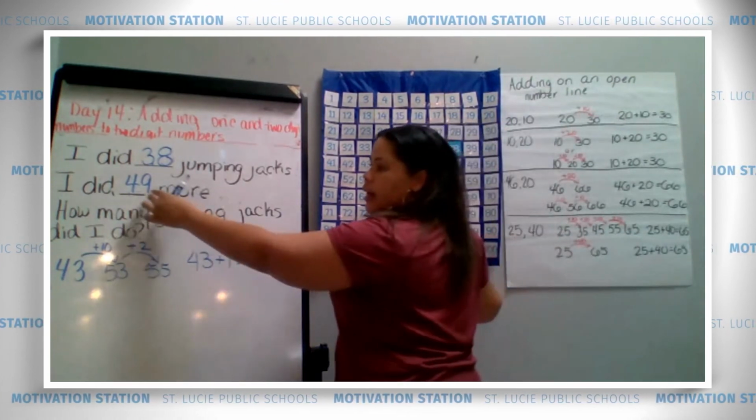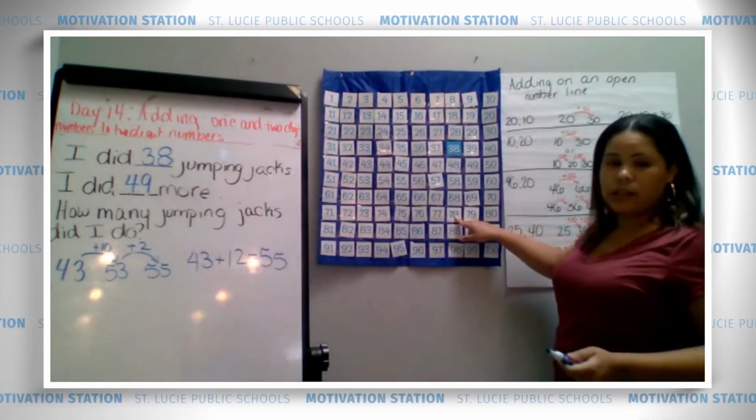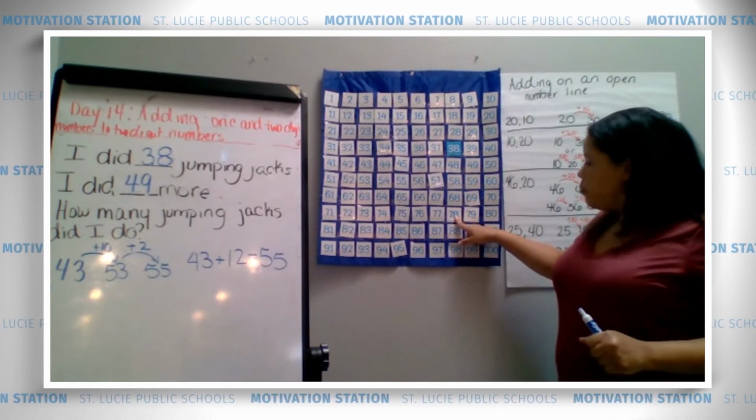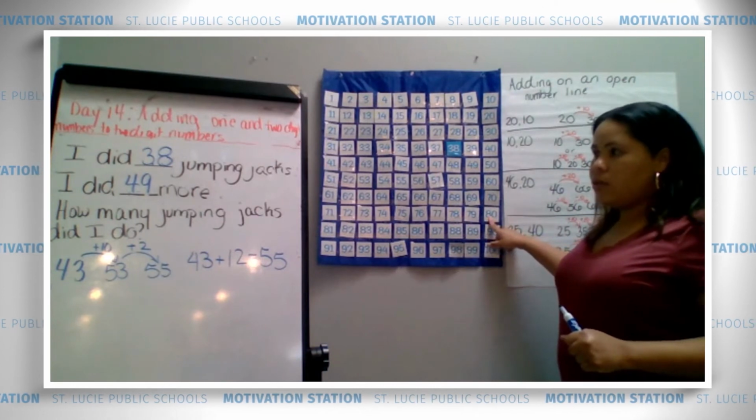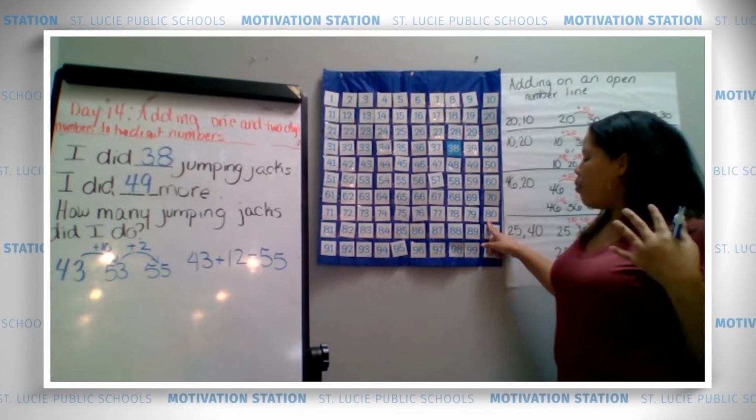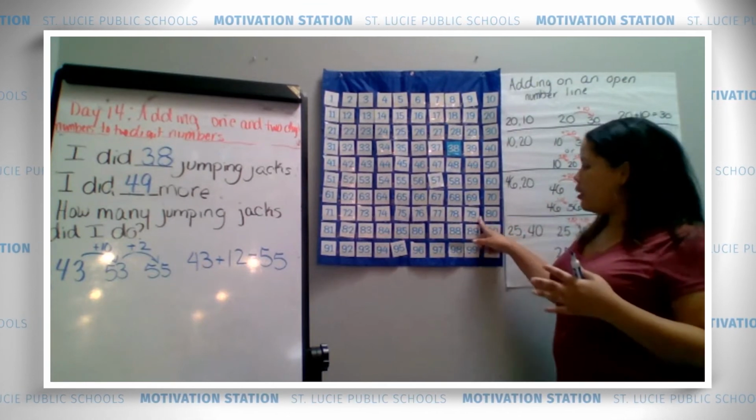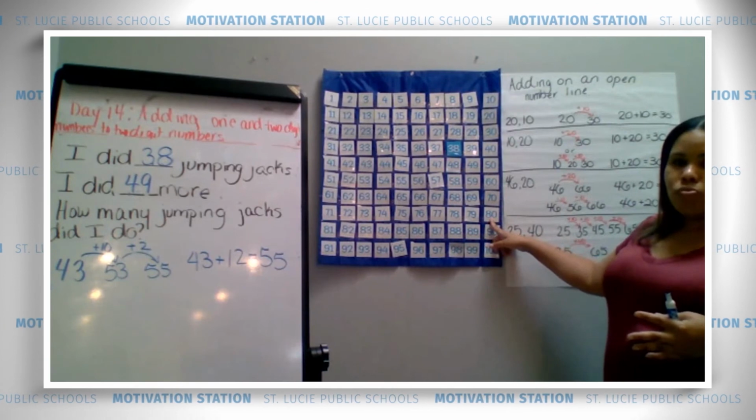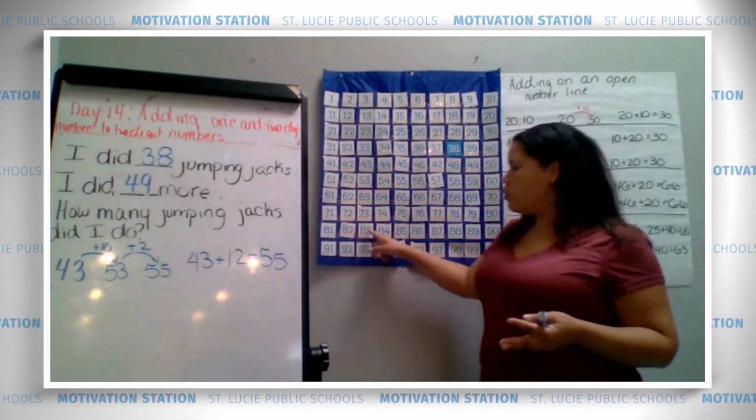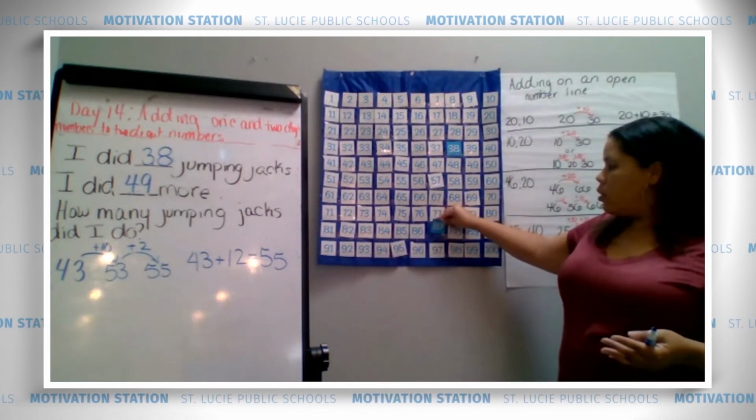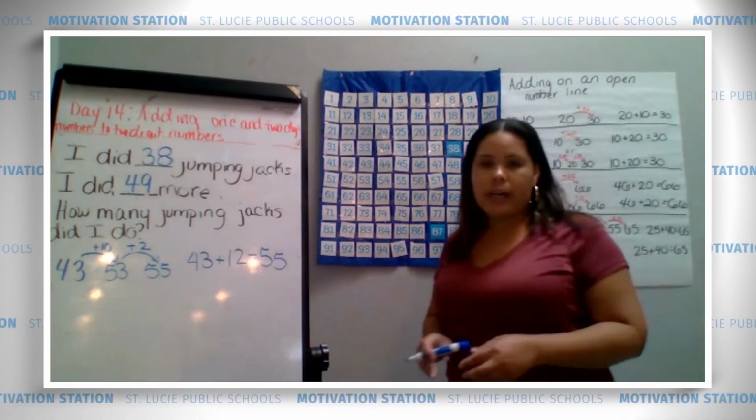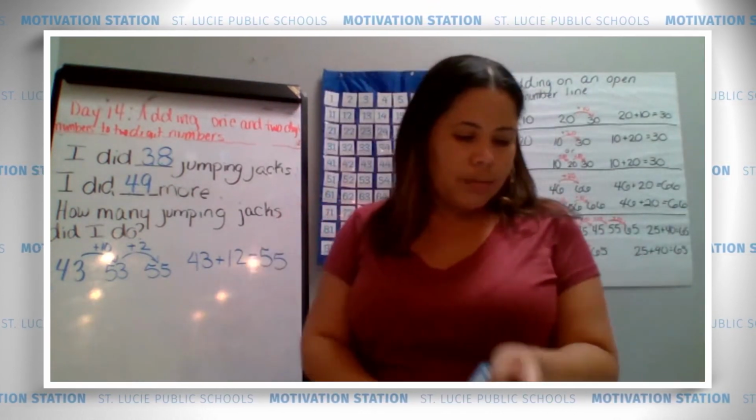Now, I need to add 9 more to that, 9 ones. Where am I going to go next? How many moves to the next 10? Yes, 2 more. Okay, so I'm adding 9, but I'm trying to get to the next 10 to make it work through mentally. So I need 2 more, which gets me to 80. And 2 from that 9, so now I need 7 more. 2, 3, 4, 5, 6, 7. 87. So 38 plus 49 equals 87.